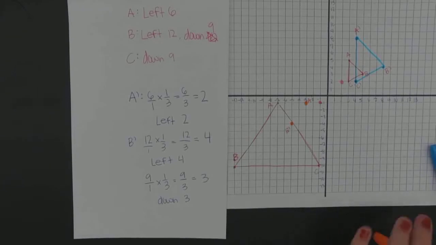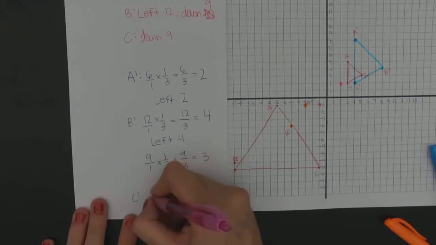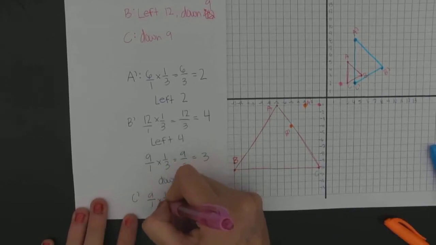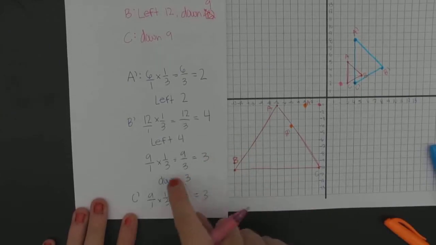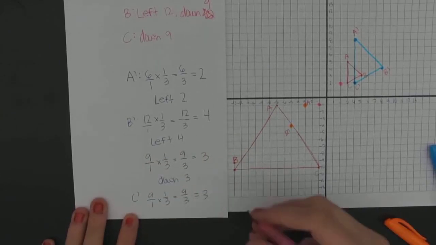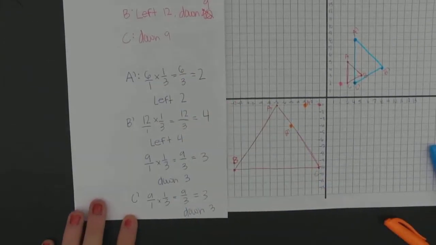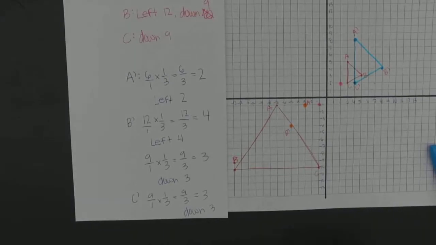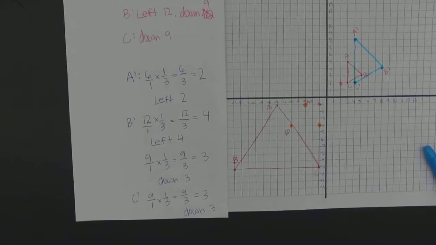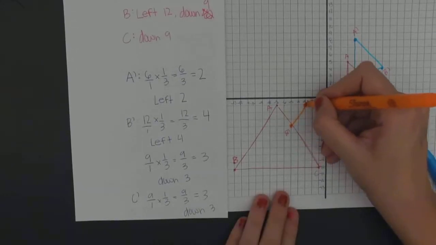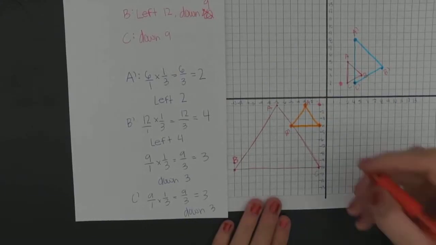All right, and then we'll do our last step. Our last step is finding C prime, and C told me to go down 9. So 9 over 1 times 1/3 is 9 over 3, which equals 3. I could have just looked right up there as well, because we just did the same multiplication, and your multiplication won't change. So it's just telling me I went down 3 because I keep my direction. So from my center of dilation, I'm just going to go down 1, 2, 3. And that is C prime. And all I'm going to do is connect my dots. Ta-da! And label this one C prime.